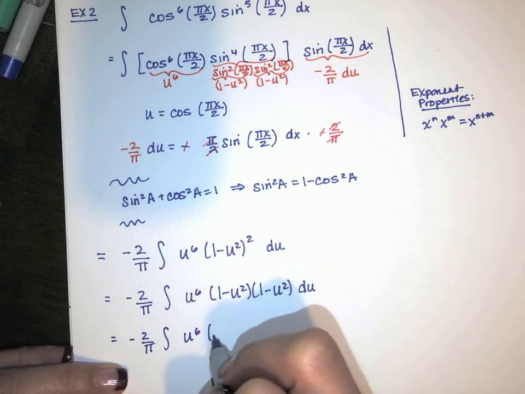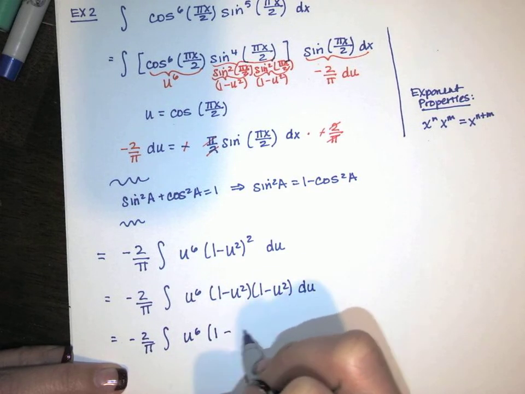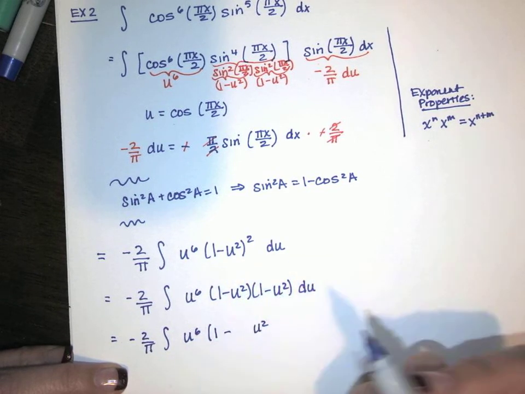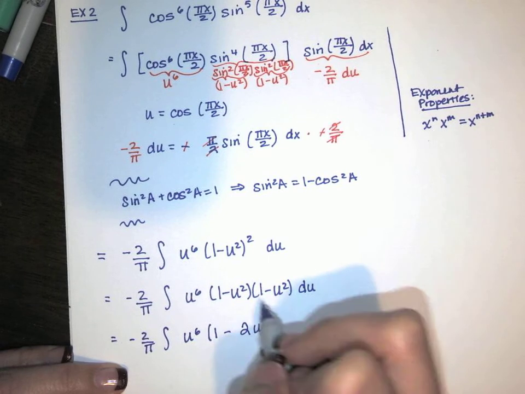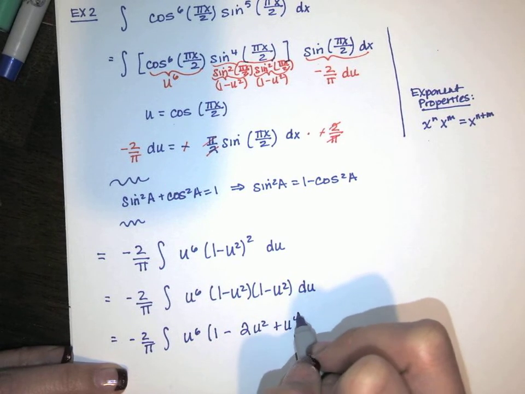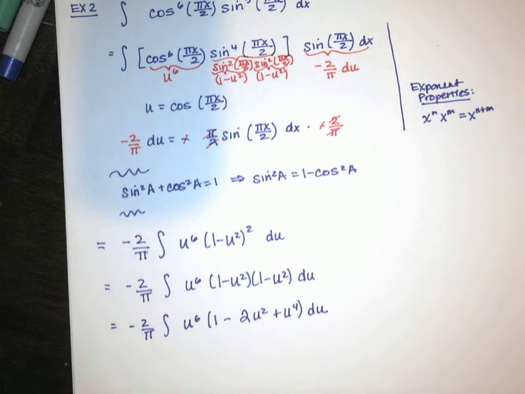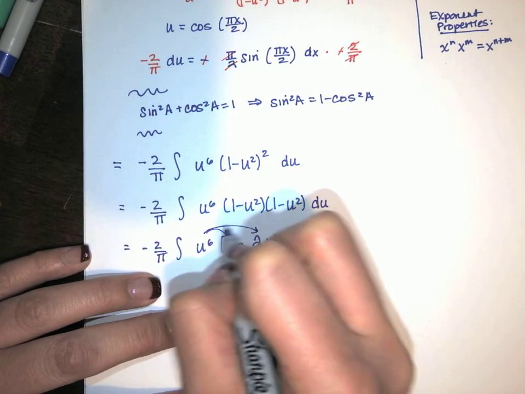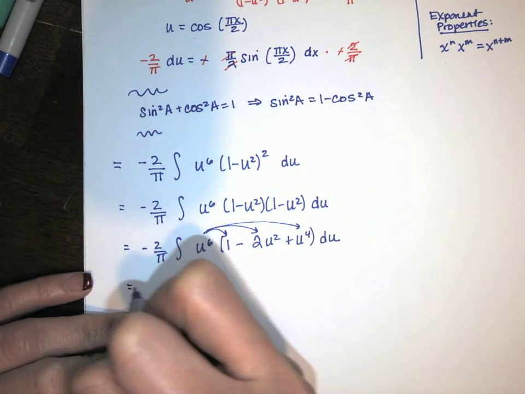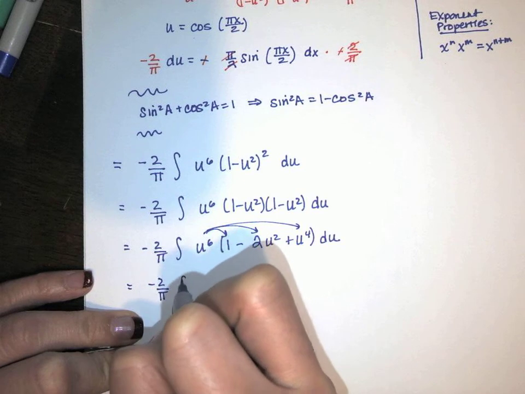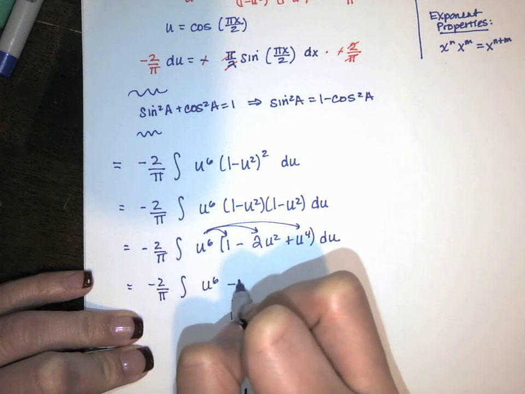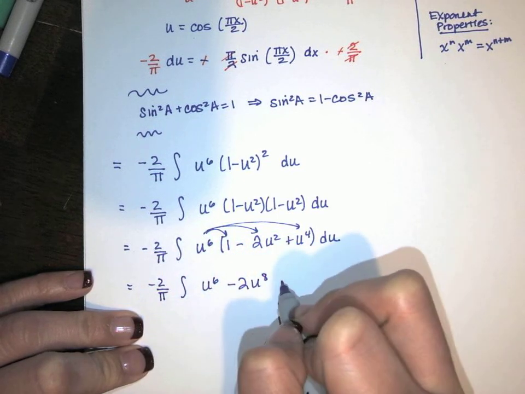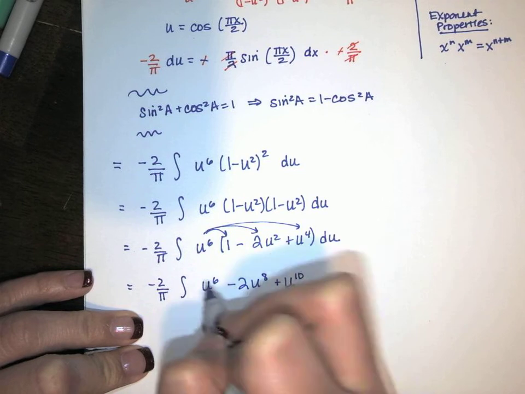FOIL, first times first is 1. Outer times outer is negative u squared. Inner times inner is another negative u squared. Last times last is u to the 4th. And then we'll distribute the u to the 6th to each of these terms, of u to the 6th minus 2u to the 8th plus u to the 10th.